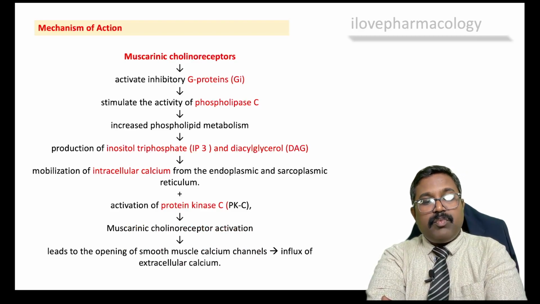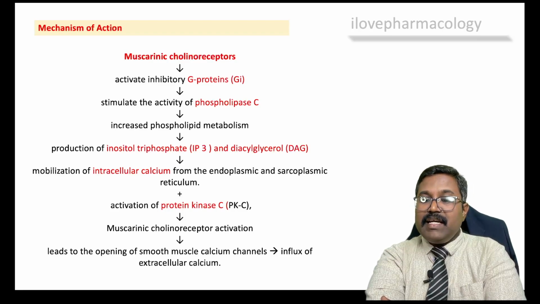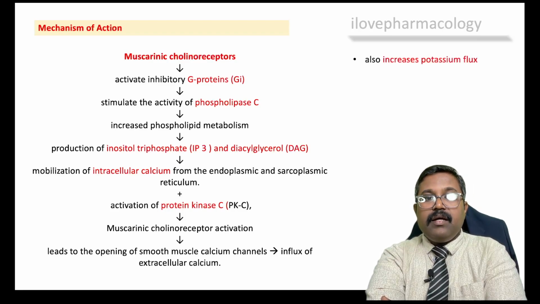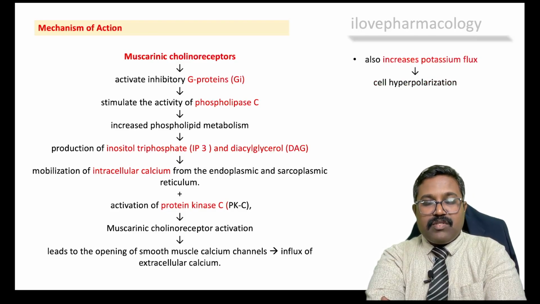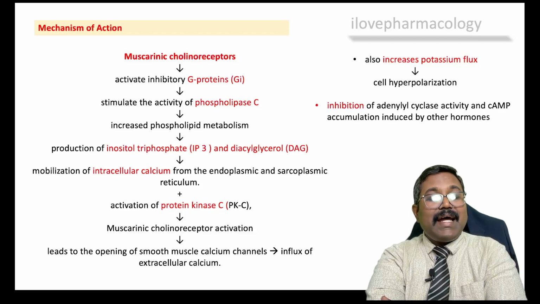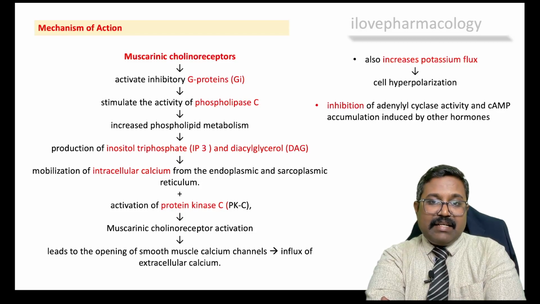This will help in the activation of the muscarinic receptor mediated responses. So this leads to opening up of smooth muscle calcium channels and also the influx of extracellular calcium. In addition to this, it also increases the potassium flux leading to cell hyperpolarization, and it also inhibits the adenyl cyclase activity as well as cyclic AMP accumulation, which are induced by other hormones like catecholamines also.